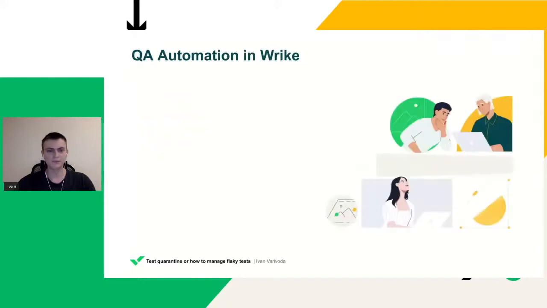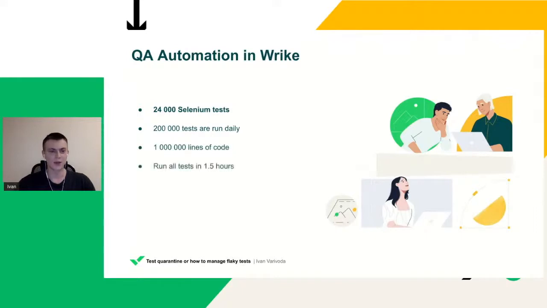I want to remind you about key automation in Wrike. As Sergey has said, we have more than 24,000 Selenium tests, and 200,000 tests are run daily in our infrastructure. Our test framework has more than 1 million lines of code, and we can run all our tests in 1 to 1.5 hours. It allows us to deploy our product every day. As you can see, we have a lot of Selenium tests, and unfortunately, these tests are not very stable.